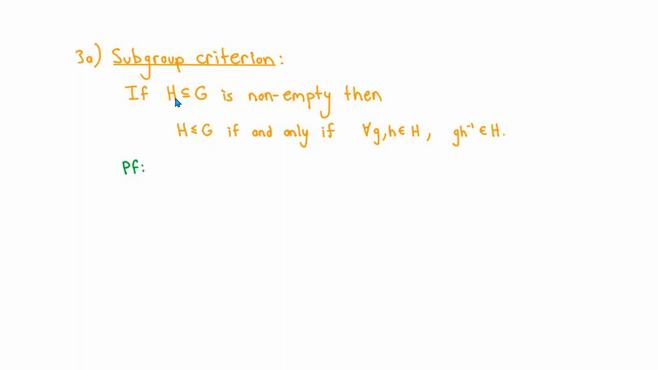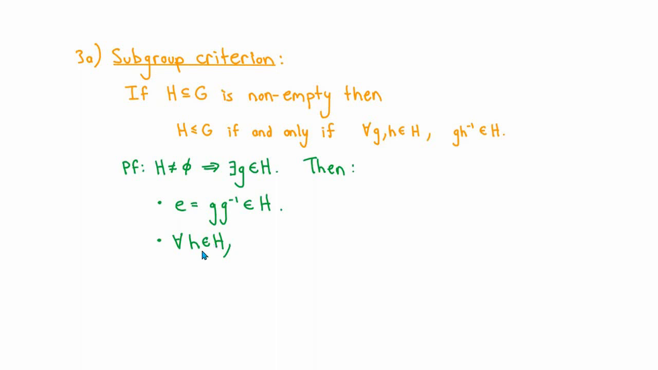Therefore, let's suppose that H is a non-empty subset of G for which the right-hand side of this biconditional statement is satisfied. Now, the fact that H is non-empty means that there exists an element g in H. And then, letting g play the role of both g and h in the statement on the right-hand side here, we find that g times g inverse is in H. But g times g inverse is the identity element in G. So that shows that the identity element is an element of H. Now, although that's not one of the two conditions in the definition of subgroup, this is an important linking step to showing that H is closed under multiplication and taking inverses.